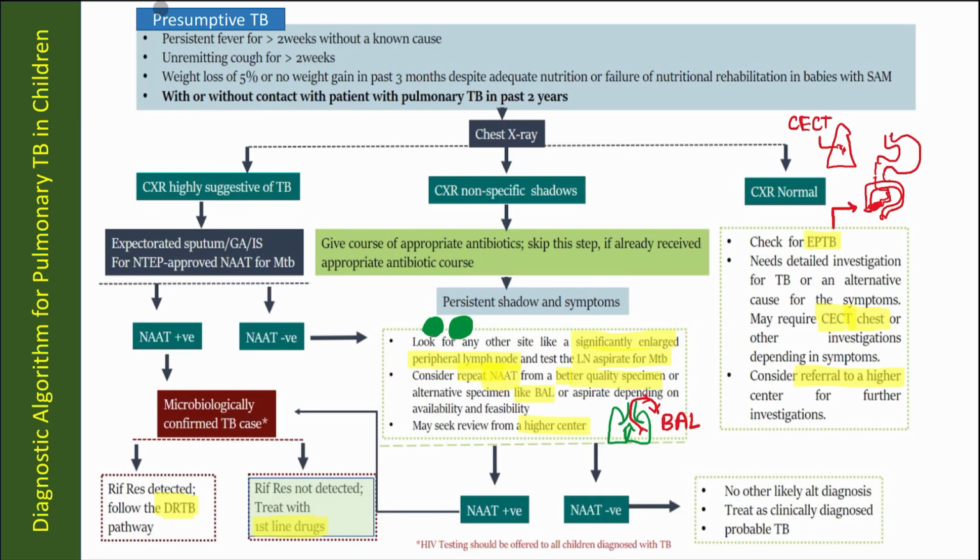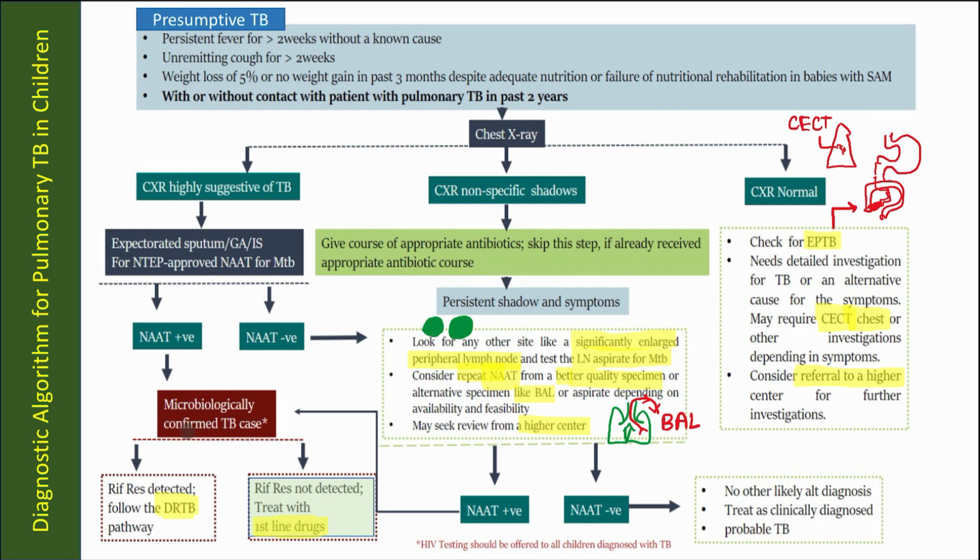Okay, so this is our presumptive TB case, and the first investigation you are supposed to do here is your chest x-ray, and the chest x-ray could be highly suggestive of tuberculosis. If it is highly suggestive, the second investigation is your NAT, that is nucleic acid amplification test. The NAT result consists of two data. One is that this is positive.